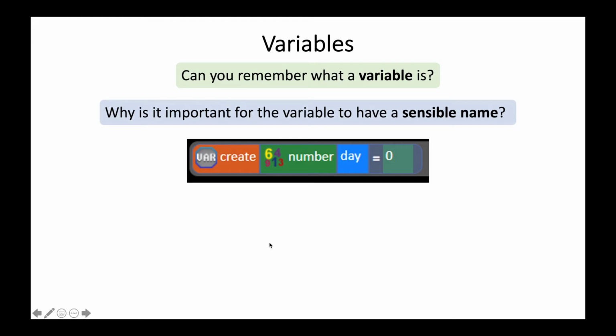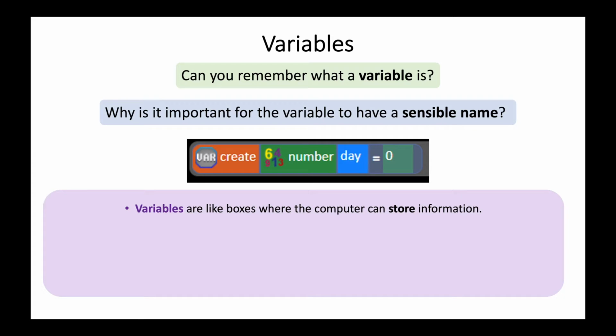So we have an example here. It says create a number variable called day and make it equal to 0. So this was from last lesson. So variables are like boxes where the computer can store information so that it can remember it in the code and use it later on.